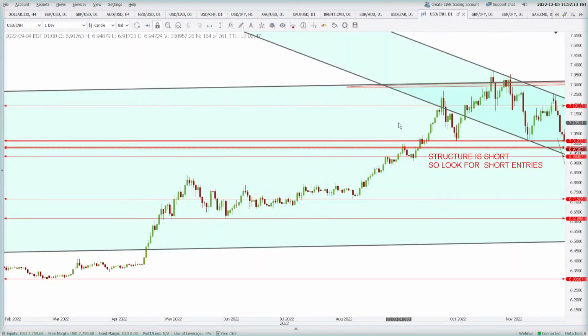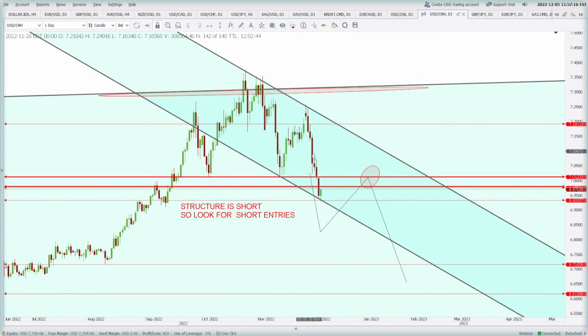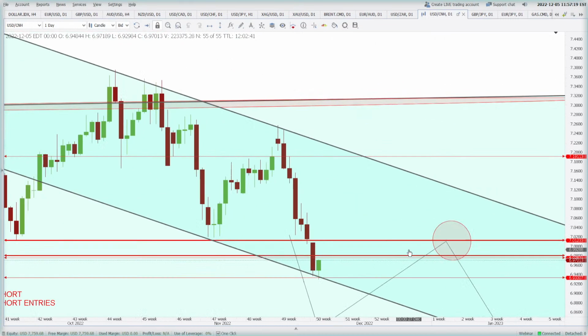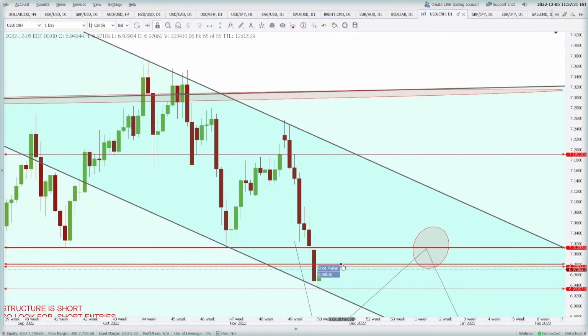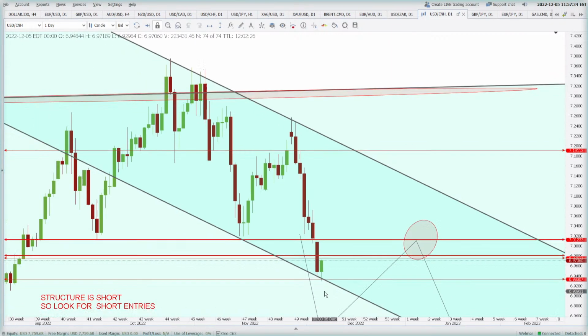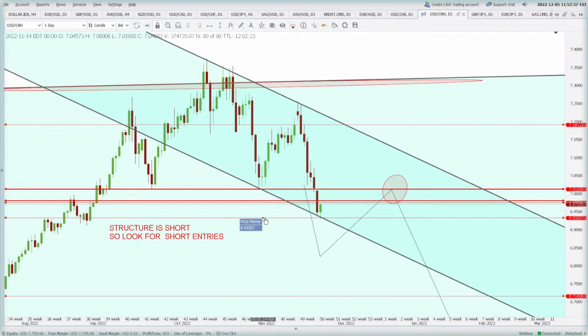Dollar against the Chinese yuan. Well, Chinese yuan is much stronger now, but at least for intraday it has stopped its decline at the 6.933 area, which is a confluence of two supports actually. One support is provided by this falling channel support, and the second support is provided by this horizontal level. Now we have written here that structure is short, so look for short entries. Now this is something like a support zone. So yes, the price held as a support and now it is going up.